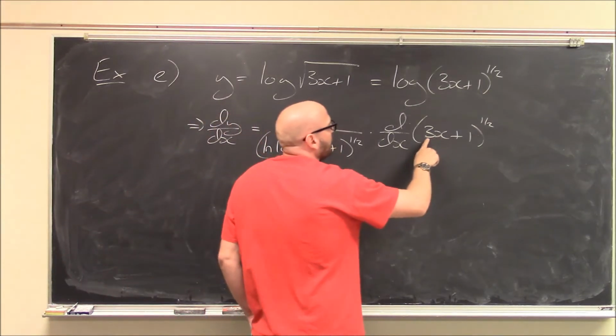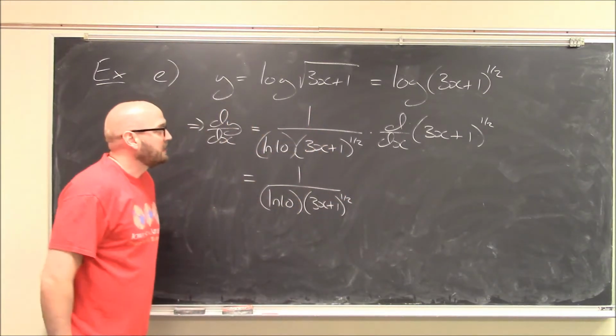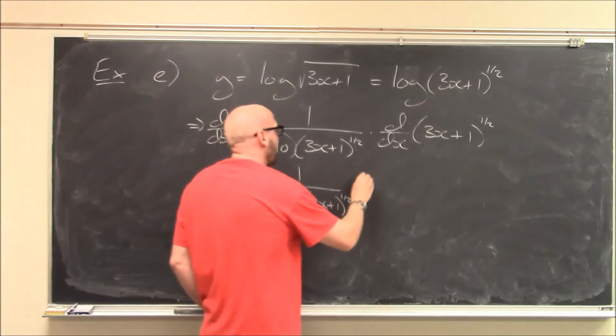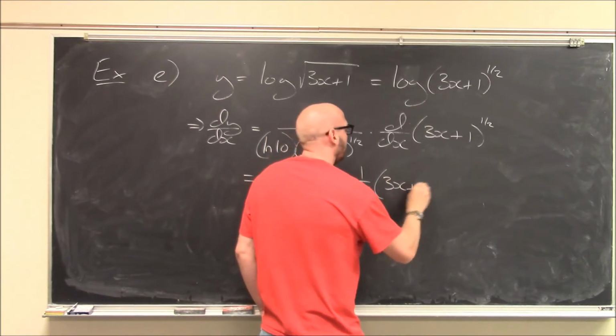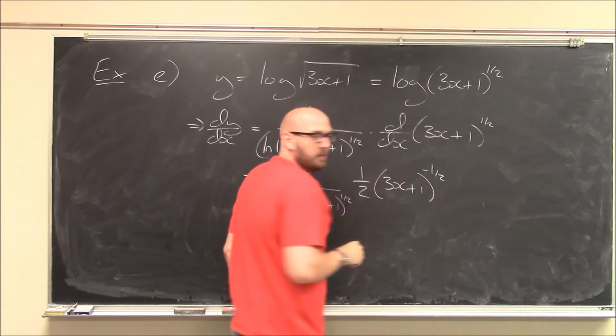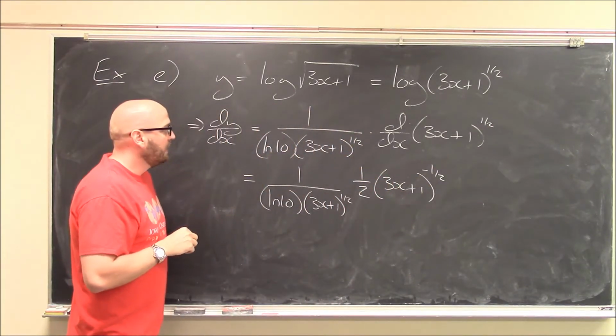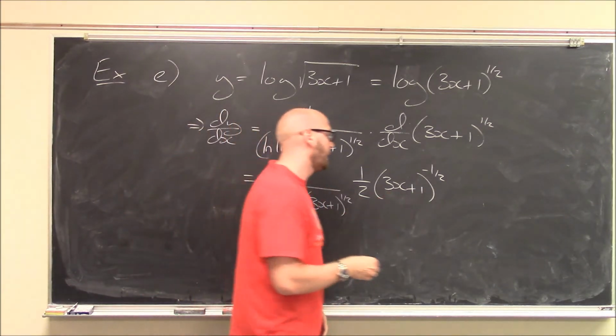times, okay, I've got a function to a power, so we're going to use special case of the chain rule number 1 here. It's going to be 1/2 comes out front, inside stays the same, 3x plus 1, and then we lower the power by 1, minus 1/2. Times the derivative of the inside of this. So derivative of 3x plus 1 is times 3.